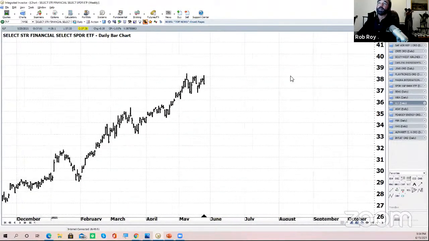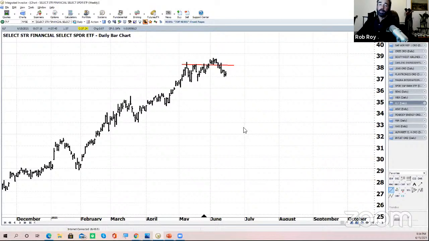So here's the XLF for the financials as well. It closed at 37 back on the 25th of May, and we're right at 37 now. So it gave a little bit of a head fake there. Here was the top, but that really was not a convincing breakout. And now we're back down, looking like it wants to fall and move to the downside.